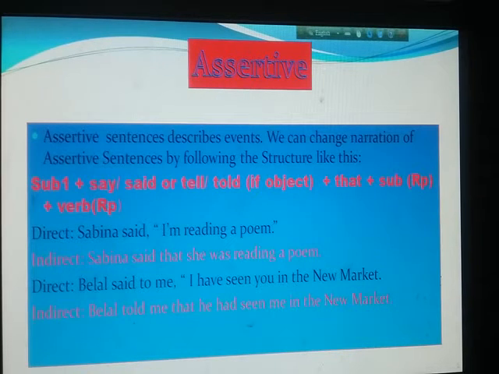Another example, Belal said to me, "I have seen you in the new market." Here, Belal told me. I have used told in place of said to, because after said to there is an object. So Belal told me that I is the first person, so I follows the subject Belal, so I has become third person. Have seen is the present perfect tense, so obviously it will be past perfect tense. So Belal told me that he had seen me in the new market. Okay, next rule.